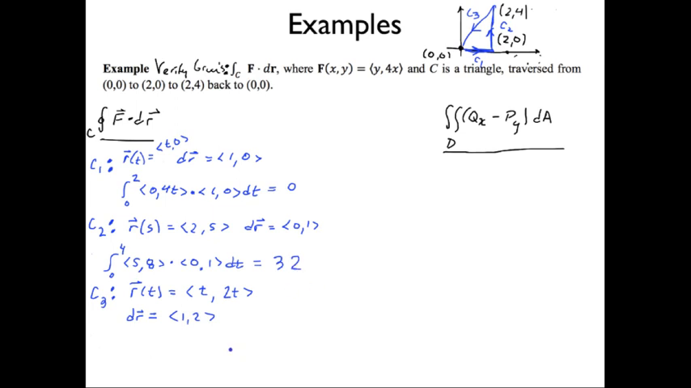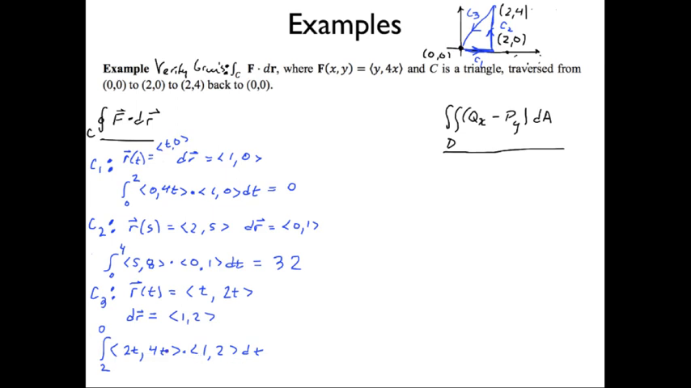Okay, back to C3. So we got that, and then we're going to do the integral from 2 to 0, right? Because we're heading down this way, from that point to that. So it's going to be 2 to 0 of, I got 10t. Let's do it out here: t, 2t dot 1, 2, and is that 10t? Okay, I thought I did something wrong there. No, it is 10t, that's right.